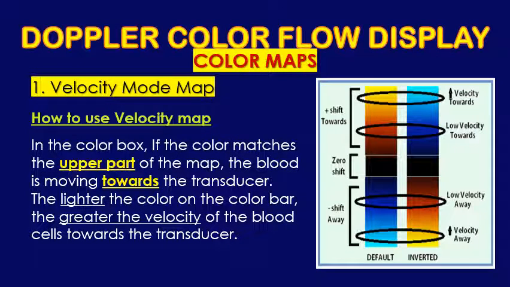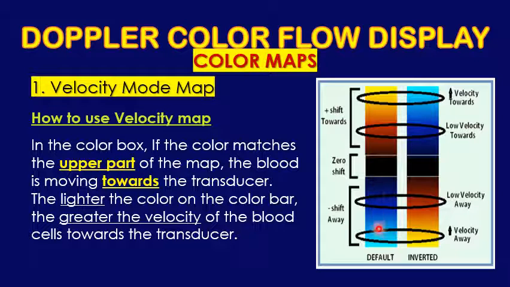So as we just mentioned now, if you want to use the color map, look at the upper part, whether it is red or blue. The upper part of the map displays the flow toward the transducer. The light shade or light hue displays the higher velocity, while the dark hues display the lower velocity. The black means zero shift, either no flow or flow perpendicular to the beam.